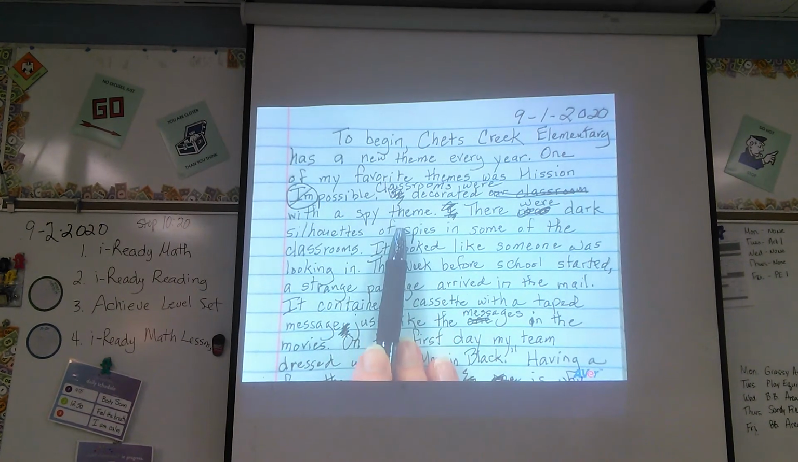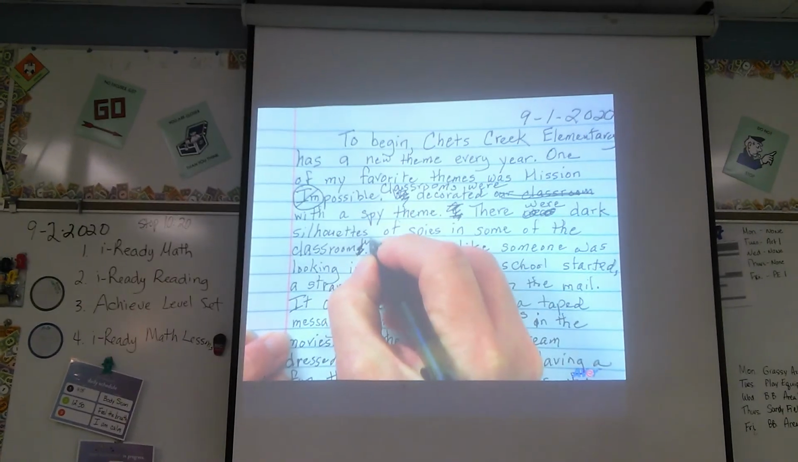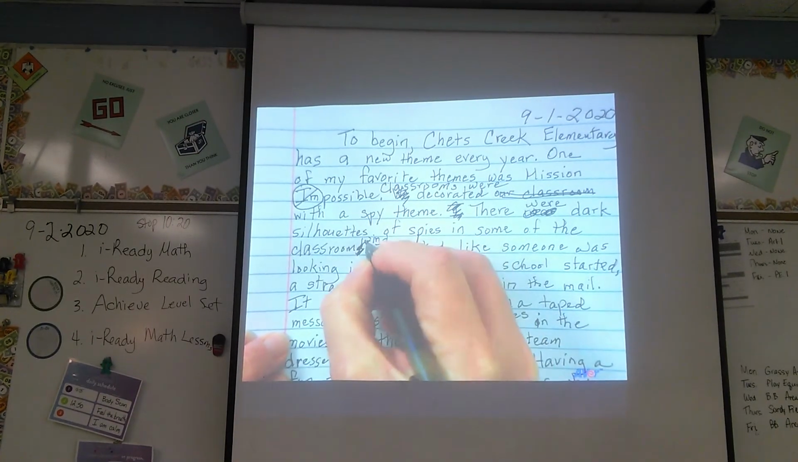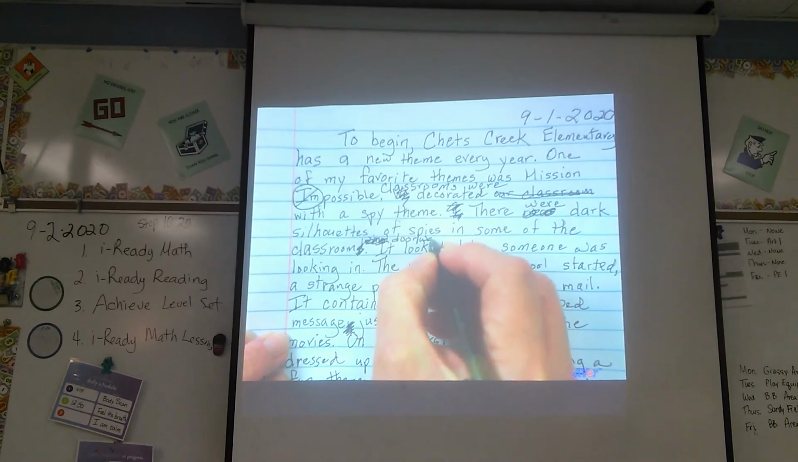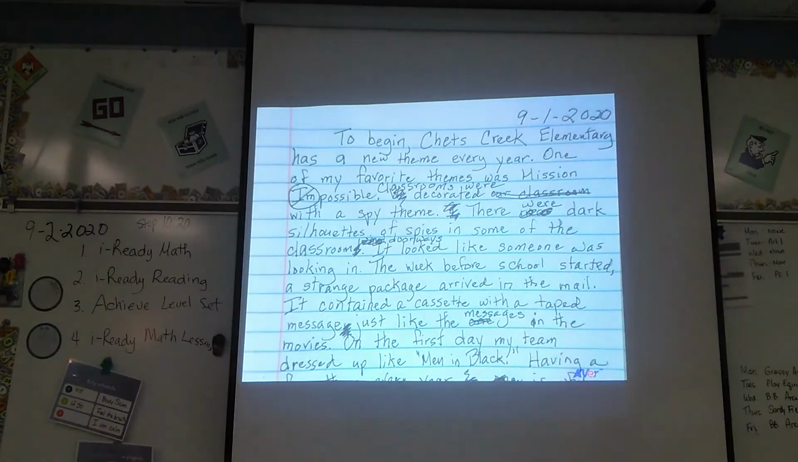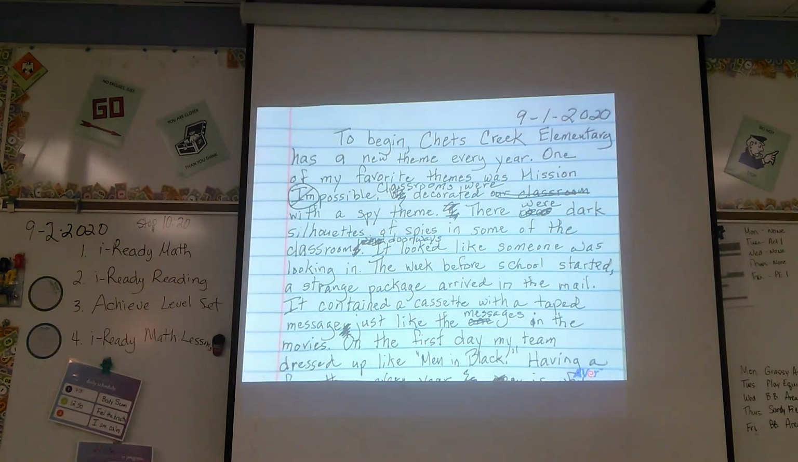Classrooms were decorated with a spy theme. There were dark silhouettes of spies in some of the classroom windows. Actually, it wasn't the windows, it was the doorway. And see, this is my sloppy copy, so as I'm rereading and I'm noticing changes I want to make, I'm just going to cross out and write them in. It looked like someone was looking in.